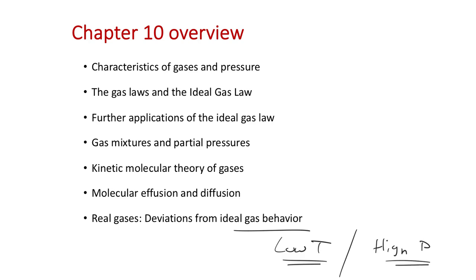So just kind of trying to think right off the bat that real gases start to deviate from ideal gases. Or another thought is gases start to behave non-ideally at primarily low temperatures or high pressures. But we'll come back to why that is towards the end of the chapter.